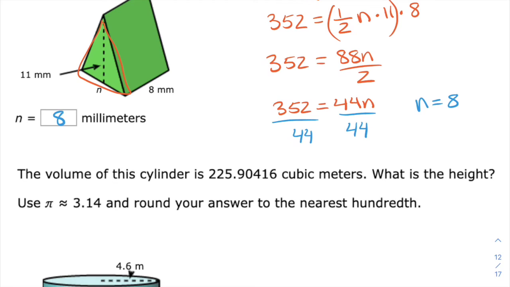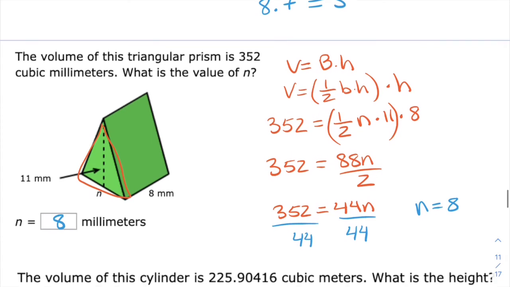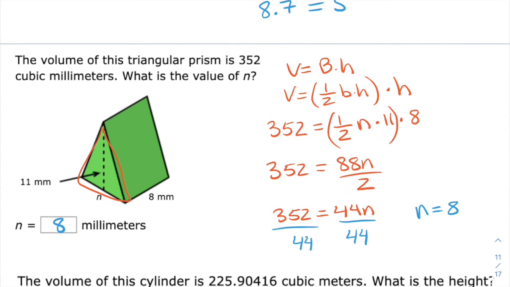And if you want to check your work, you can work backwards. So you can do 1/2, so 0.5, times base, which would be 8, times height, which would be 11, and that's your triangle. So that whole number equals 44. Then multiply that triangle by its height, which is 8. So 44 times 8 equals 352. And that's exactly the original volume we started with, which is really good.